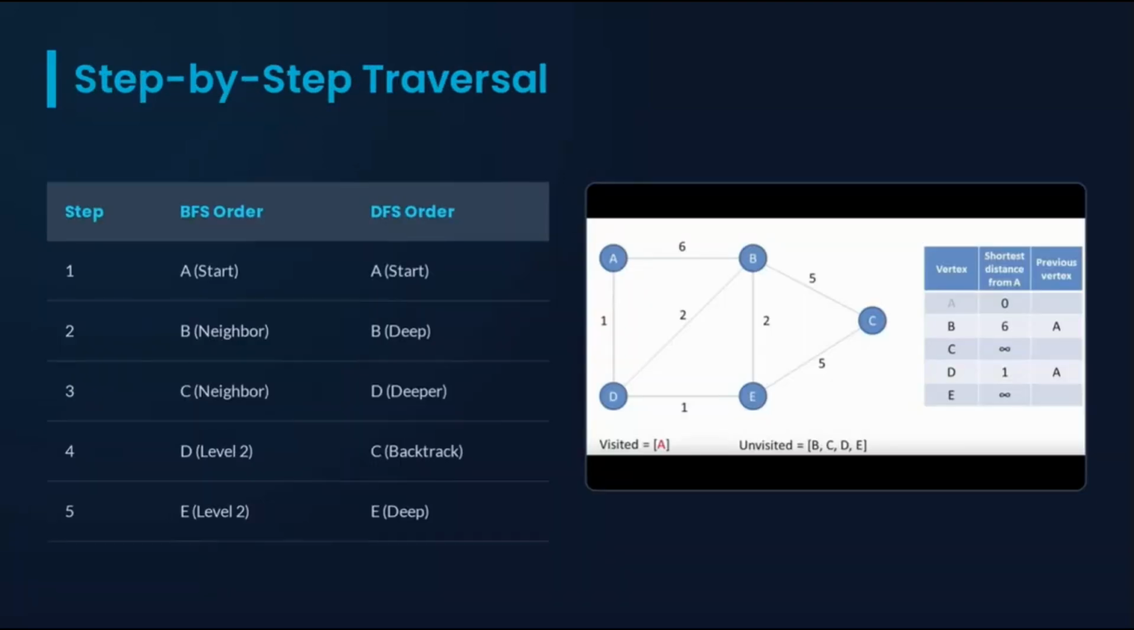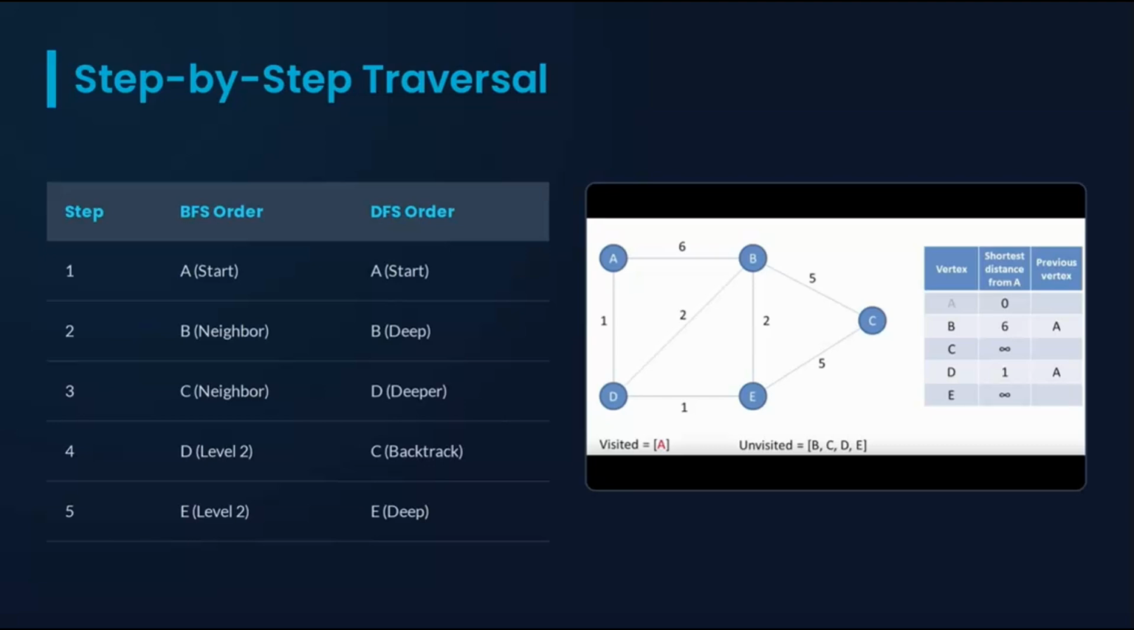Now, there is a step by step traversal order. First, BFS order is A, B, C, D, E. Starting at A, the neighbors B, C are visited. Next, only after all neighbors at that level are visited does BFS move on to the neighbors of B, that is D, and then the neighbors of C, that is E.